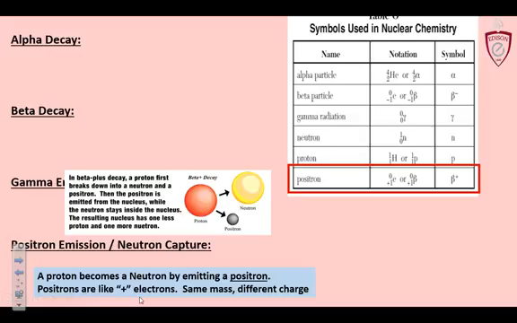Positrons are created artificially in PET scans, and similar imaging machines. They use this type of charged radiation to bounce off all the cells in your body to see where they are and what they're made of.